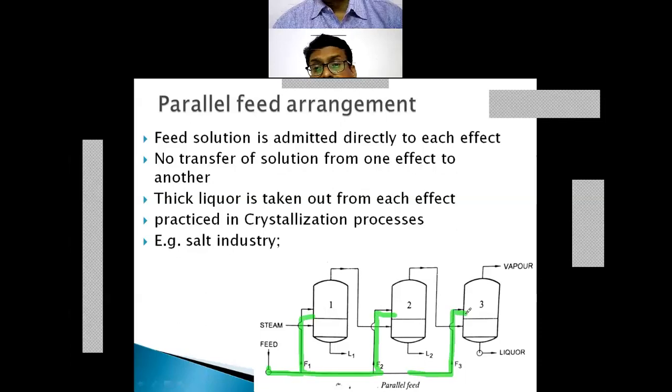But the thick liquor is taken out from each effect. As a result, we have to take out the liquor from every effect. This is the concentrated liquor. This is practiced in crystallization processes, for example, in our salt industries.